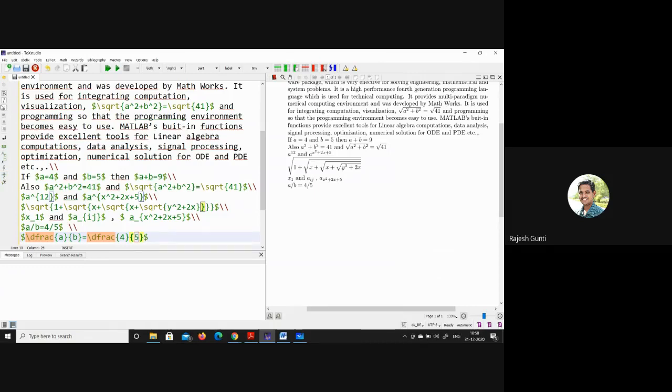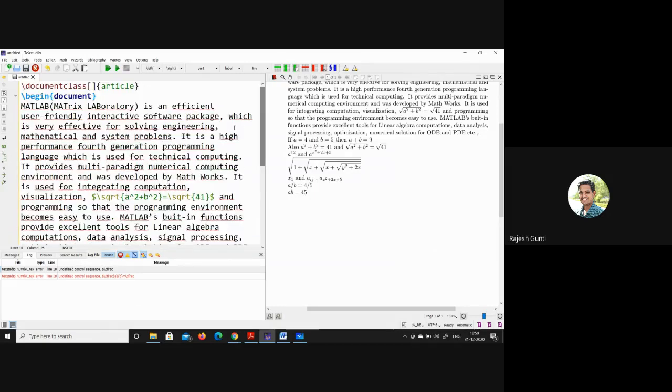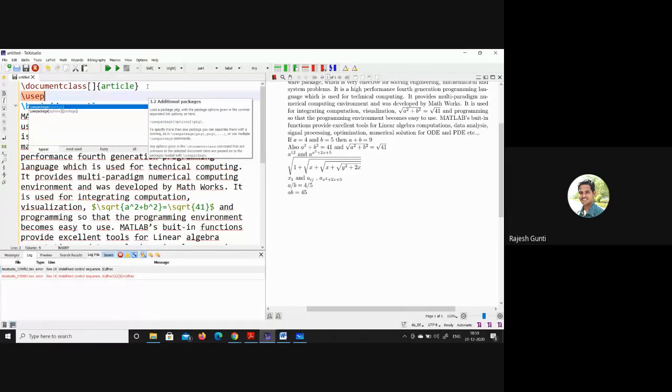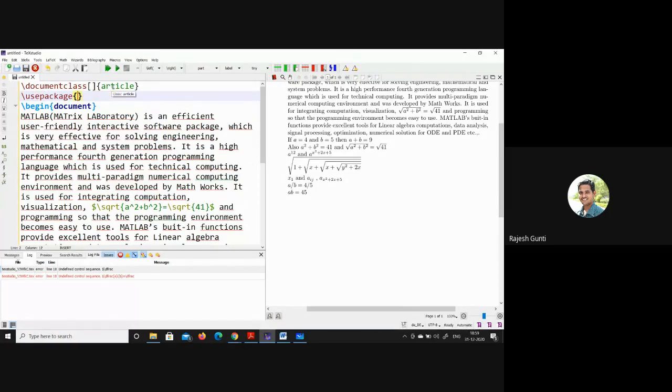But we won't get the desired output again. I am running this one. I got AB is equal to 4 by 45. Because if you want to use any advanced mathematical symbol, we have to use one package, that is use package, AMS math. These are the disadvantages of LaTeX. You have to use some packages. First package is use package. The package name is AMS math.